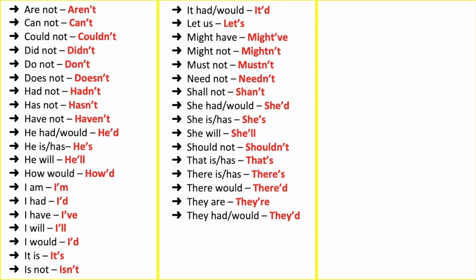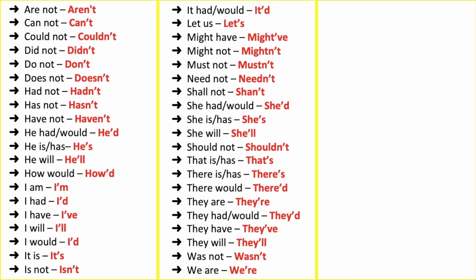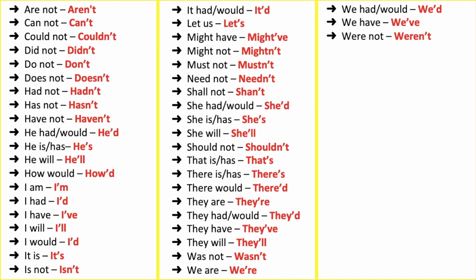They had or they would, they'd. They have, they've. They will, they'll. Was not, wasn't. We are, we're. We had or we would, we'd. We have, we've. Were not, weren't. What are, what're. What have, what've.